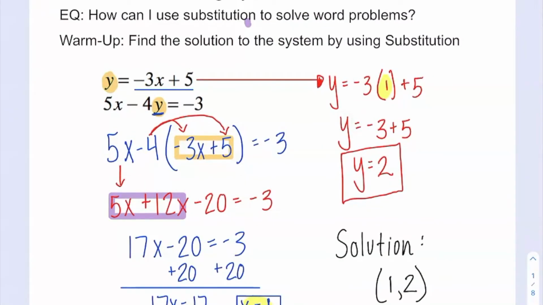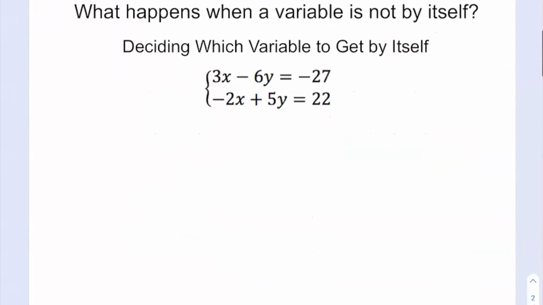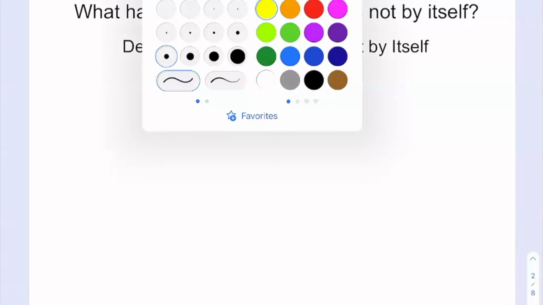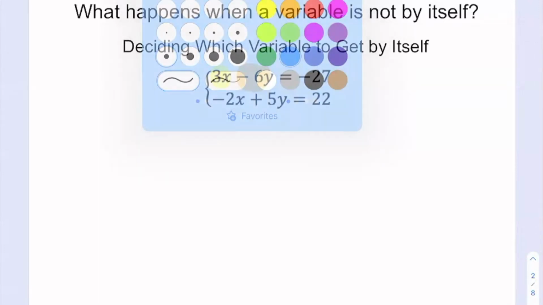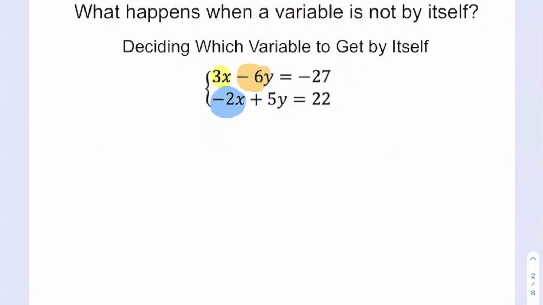Today we're going to talk about what happens when we do not have a variable by itself on one side. So there's no variable that's isolated. If you look at the systems of equations below, we have a 3x, a negative 6y, a negative 2x, and a 5y. Which means that there's no isolated variable that we can use to substitute, so we have to decide which variable we can move the equation around to get by itself.